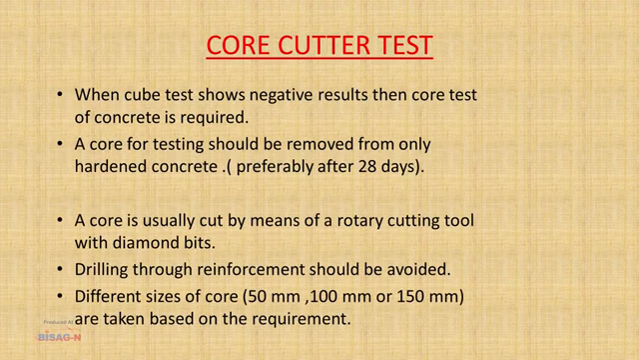Third is the core cutter test. Now we will discuss why we perform the core cutter test. When the cube test shows negative results, then a core test of concrete is required. Cores for testing should be removed only from hardened concrete, preferably after 28 days. A core is usually cut by means of a rotary cutting tool with diamond bits. Drilling through reinforcements should be avoided. Different sizes of core, 50 mm, 100 mm or 150 mm, are taken based on the requirement.